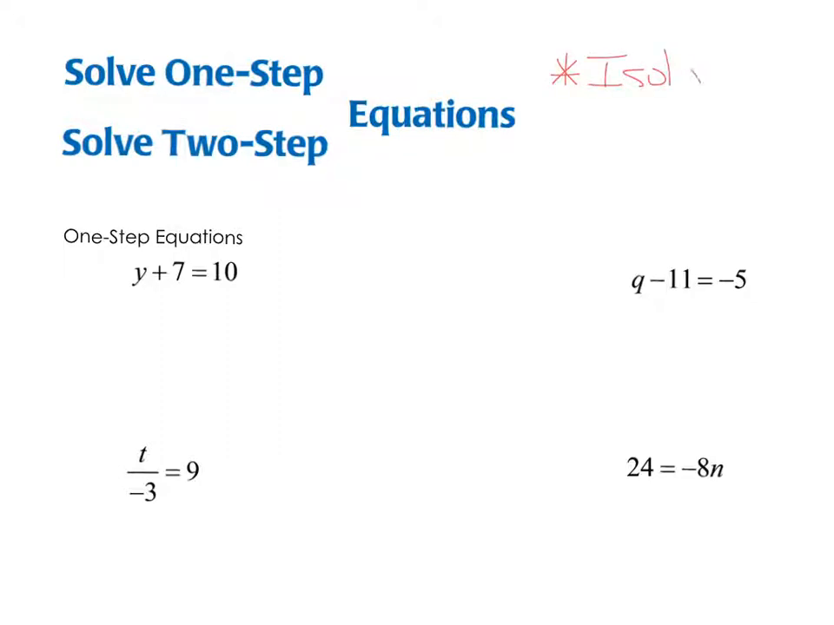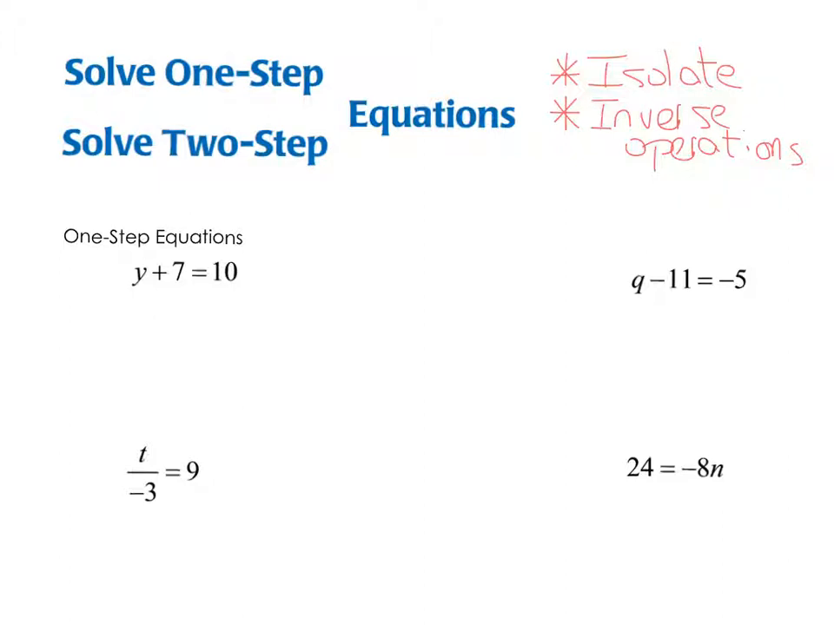You're trying to get the variable all by itself. You do this by using inverse operations. So the inverse of addition is subtraction, the inverse of multiplication is division, and you also use the golden rule. Whatever you do to one side of the equation, you have to do to the other.